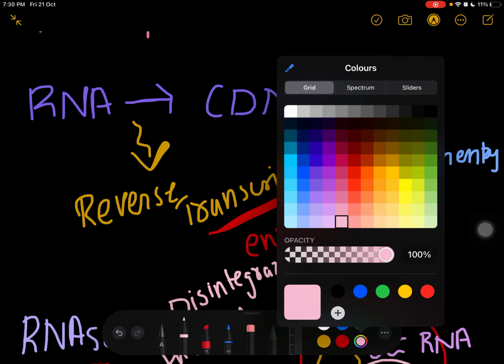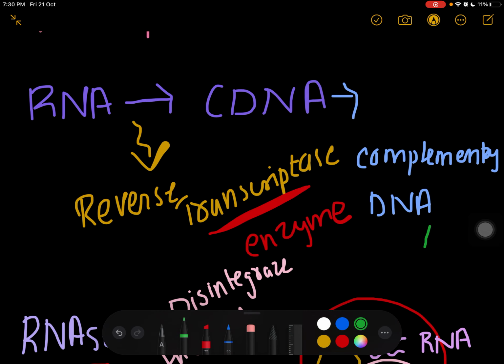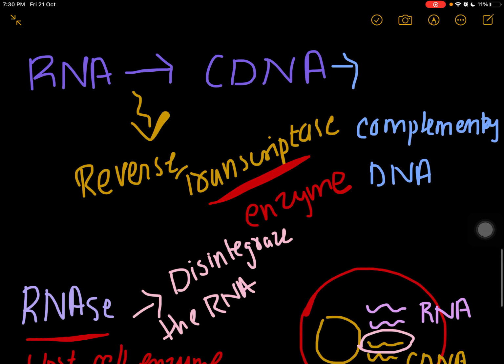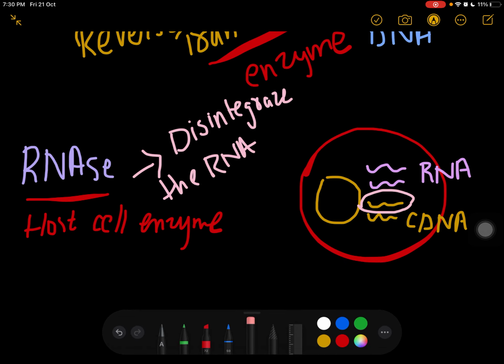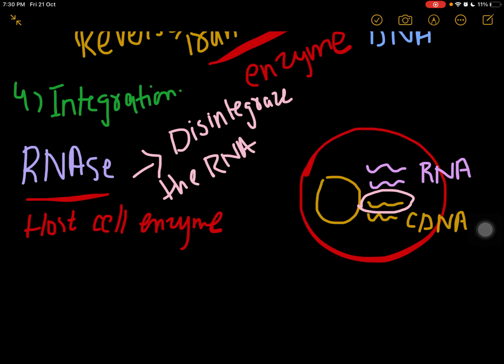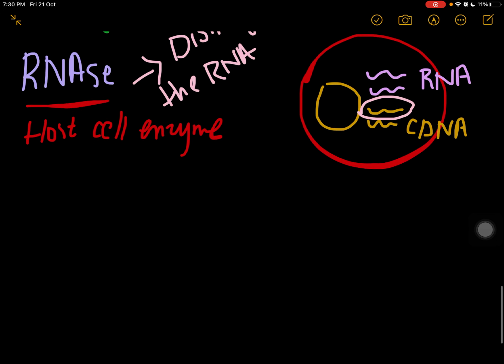Okay, I've combined 4 steps over here. What will happen actually? Reverse transcription, the work of transcription has been done. Now from here the 4th step has started, which is integration, right? What will happen? RNAse, which is the host cell's enzyme, will come, and this will disintegrate the RNA of the HIV.